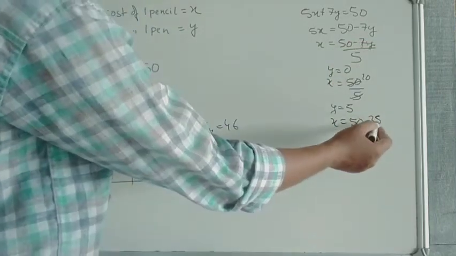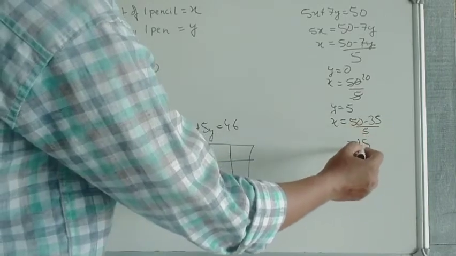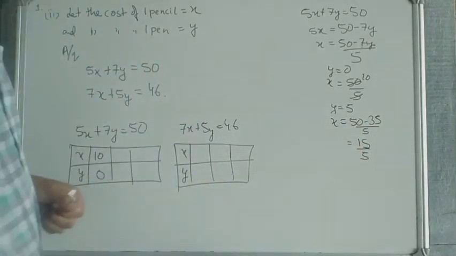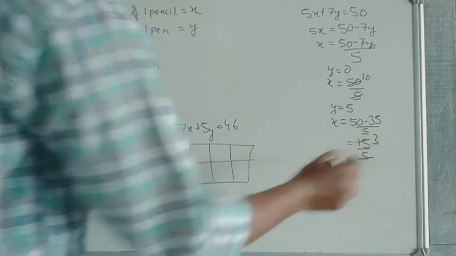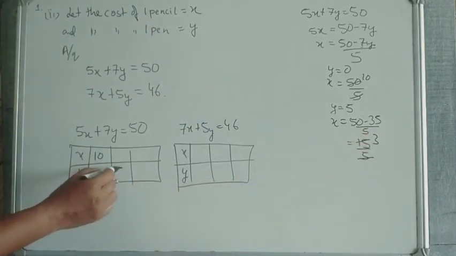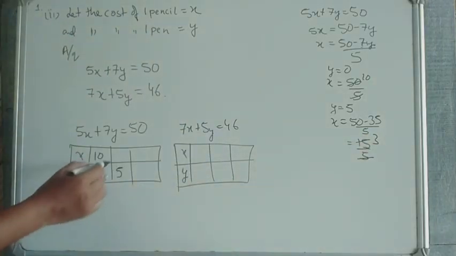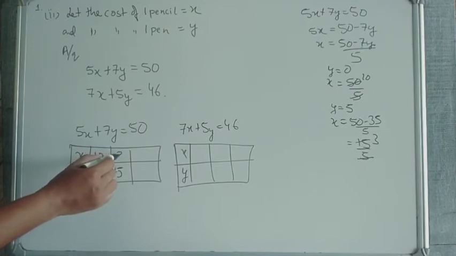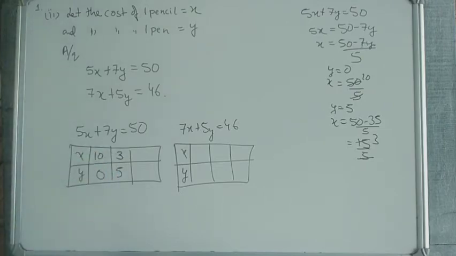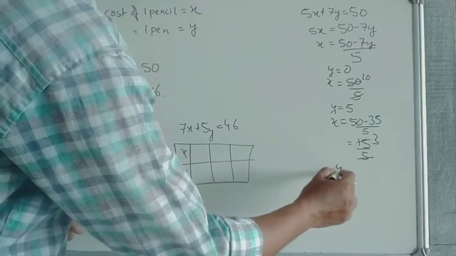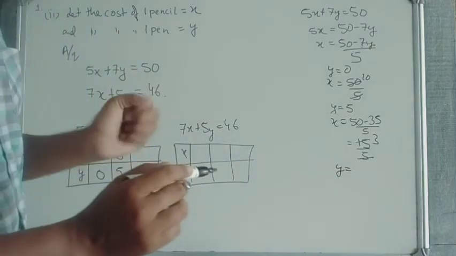So now it becomes how much? 15 by 5, which gives me 3. So when I took y is equal to 5, x becomes 3. Clear this one? Now the next value you can take is 10.